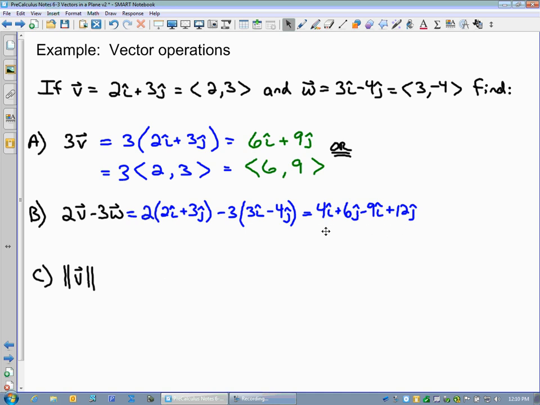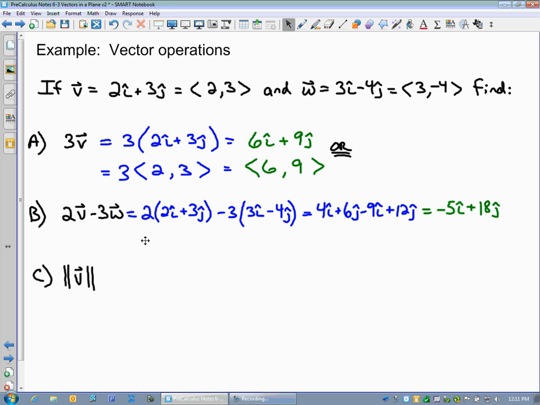Now, just like algebra, we can combine like terms. So we have the i's: a positive 4 and a negative 9. Combine those, you get a negative 5. And for the j's, a positive 6 and a positive 12 give you a positive 18. So that's in the hat notation.